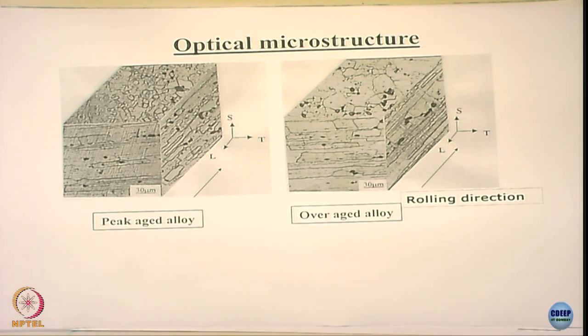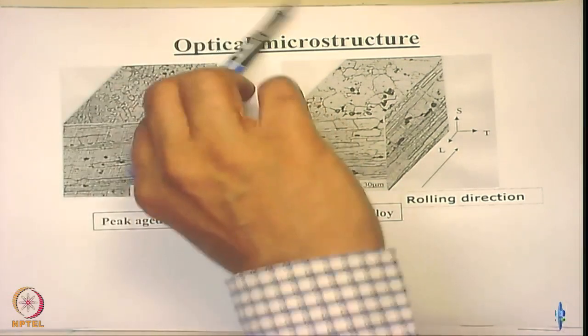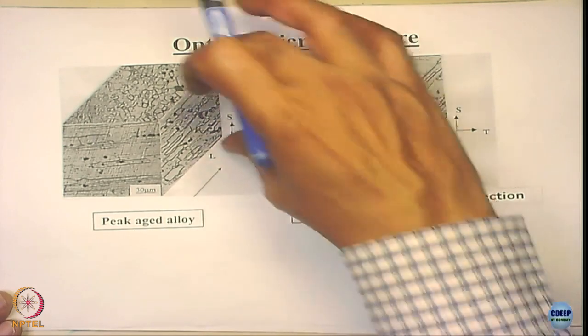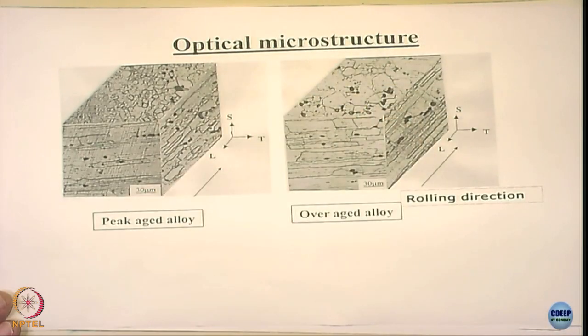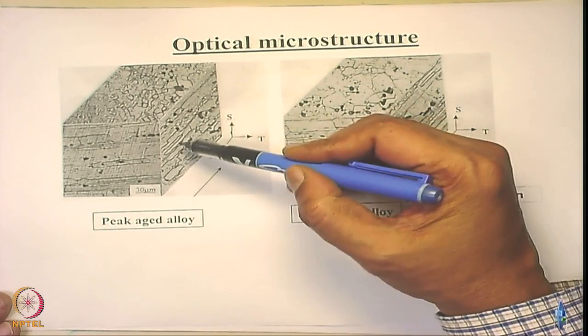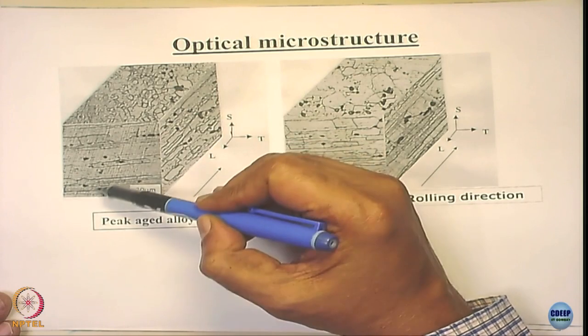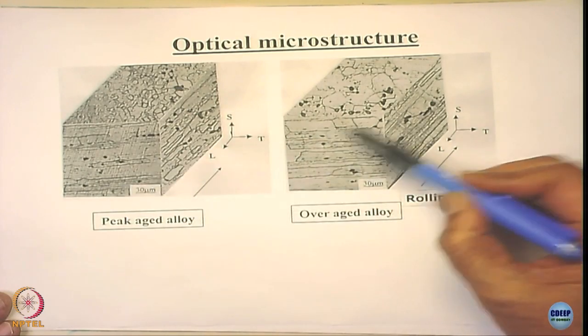This is an optical montage from one of my PhD students who worked on this alloy actually. And you see how the grains look in different directions, right. This is the rolling plane, and this is the thickness, the short transverse, and this is the long transverse, okay. Now, look at the grains. Look at these grains, they are all well elongated, right. I hope you are able to see these elongated grains.